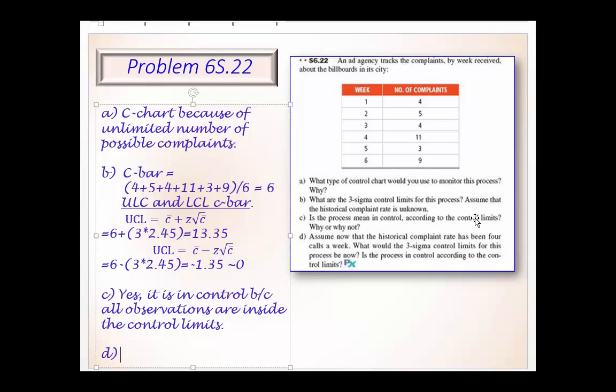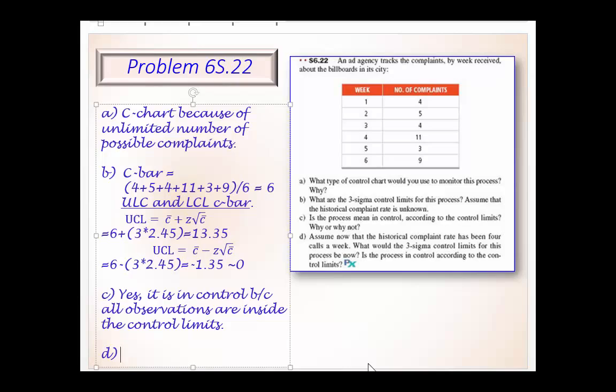So now we're changing our C bar to 4, and our standard deviation is now going to be 2, right? Because the square root of 4 is 2. So now we're going to calculate our upper and lower control limit, and we're going to come up with 10 and 0. And then they want to know, okay, so now is the process in control? So no, it's not, because on day 4 we've got 11 complaints when we're saying that we really want to have an upper control limit of 10.